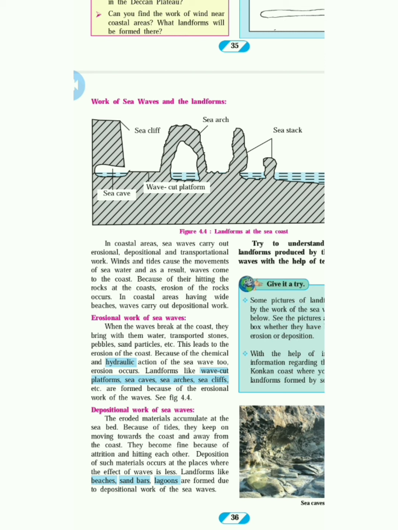Erosional work of sea waves. When the waves break at the coast, they bring with them water, transported stones, pebbles, sand particles, etc. The flow of wind is the reason that makes sand, small particles and pebbles travel. These lead to the erosion of the coast.